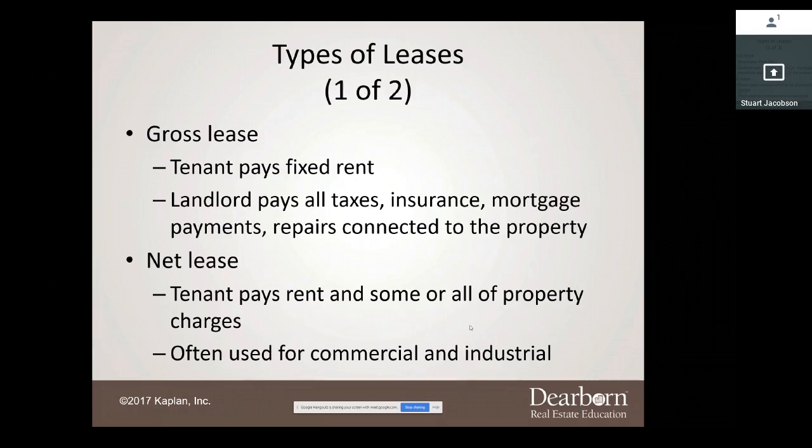Net lease. Tenant pays rent and some or all of the property charges, including taxes, insurance, mortgage payments, repairs, all that kind of stuff. Now, why would someone want to do that? Why would someone say, hey, we'll take care of all those things, don't worry about it? I'll tell you why. It's very simple. Big chains. What's the most recent one to go out of business? Sports Authority.